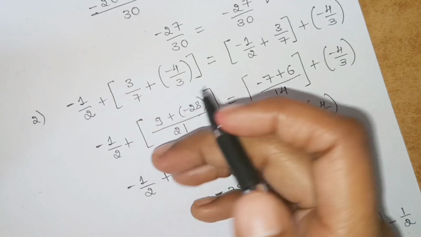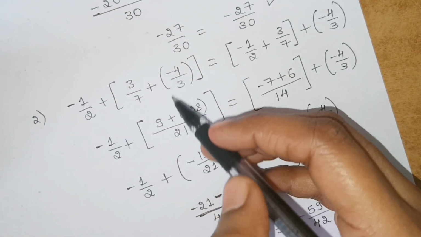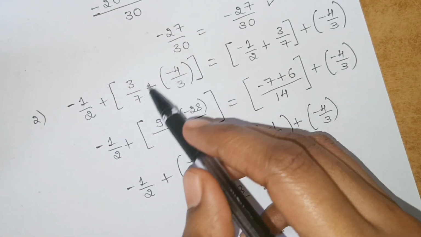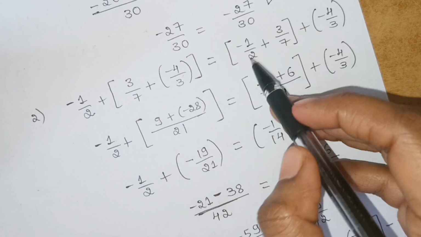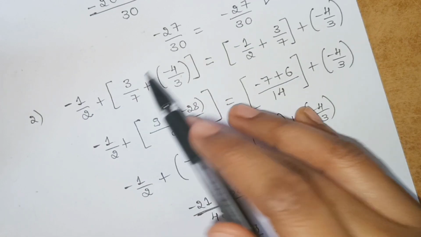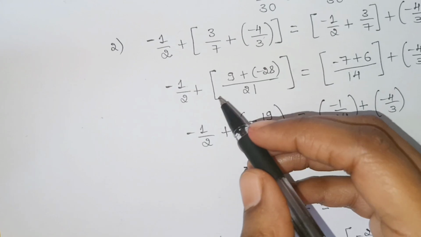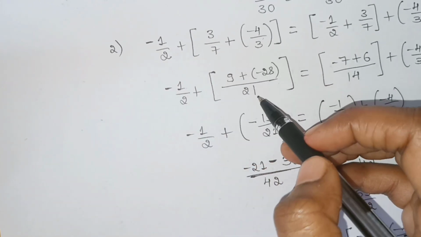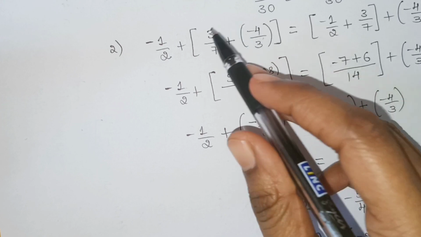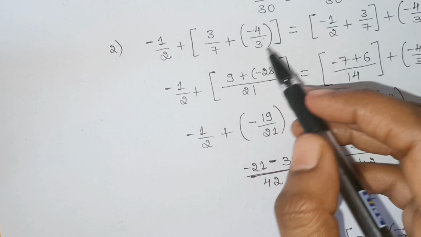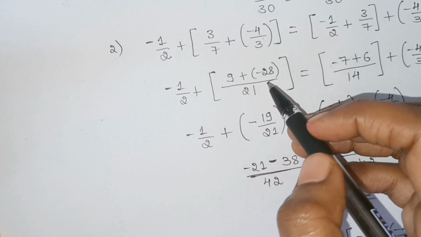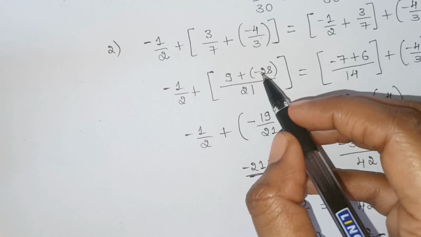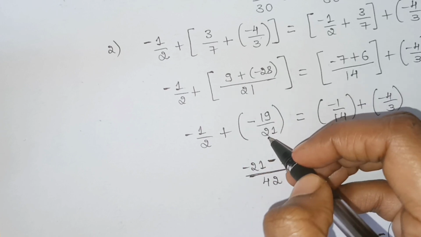The next one is minus 1 by 2, 3 by 7, minus 4 by 3. We have grouped these two first and then we have grouped these two. Now let's solve LHS first. Minus 1 by 2 is kept as it is. 7 and 3 LCM is 21. 7 3s are 21, 3 3s are 9 plus as it is. 3 7s are 21, 7 4s are 28. So 9 minus 28 is minus 19 by 21.